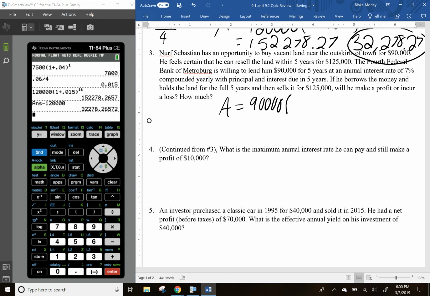So 90,000 is what we started with, times 1 plus, and we're growing at a rate of 7% compounded yearly, so it's just 0.07. It's not quarterly, so I'm not dividing it by 4 or anything like that. It's compounded 7% yearly.